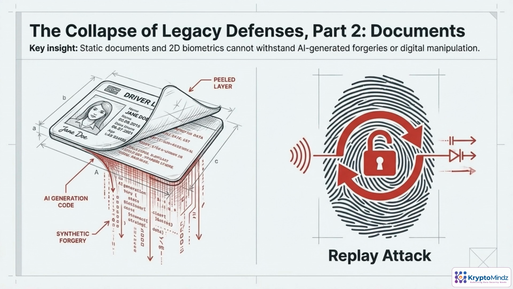Documents used to be our comfort zone. Show a license, upload a scan, and you're in. AI breaks that assumption as well. It can generate hyper-realistic fake documents that pass quick visual checks and even some automated ones. And once any credential or fingerprint sample is captured, attackers can replay it endlessly. Legacy, static checks simply can't keep up.